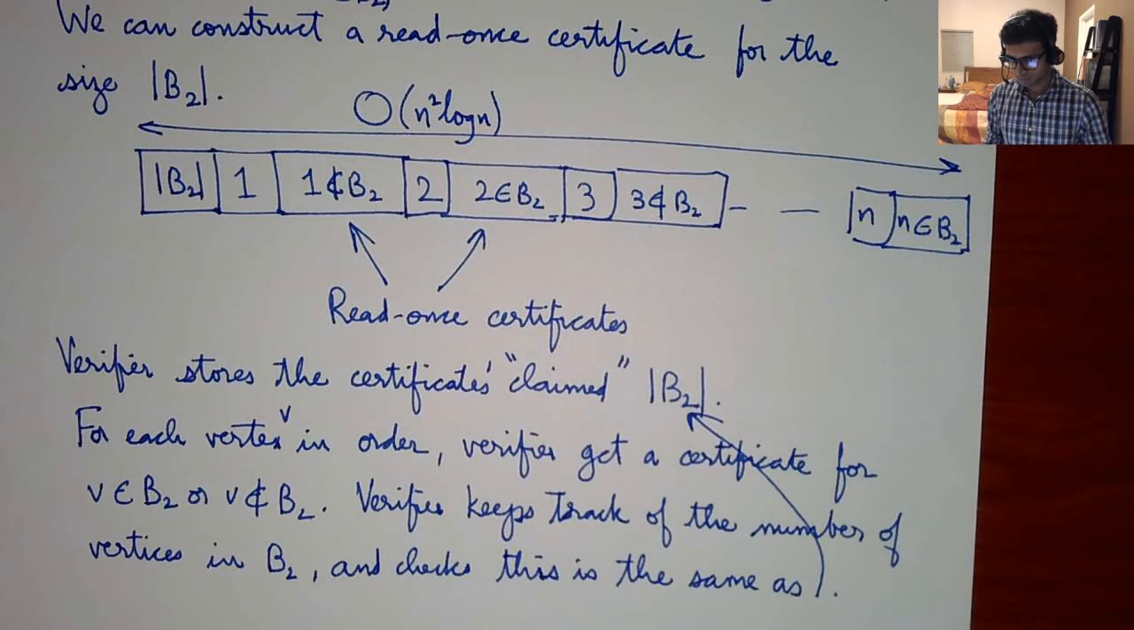So what I'm suggesting is that one possible certificate would be, if there are n vertices in the graph, then you have n bits in the certificate, where 0 indicates that it's not in B2, and 1 indicates that it is in B2. And every single vertex will be accounted for because it's going to be in order. Right, but it also needs to certify those bits.